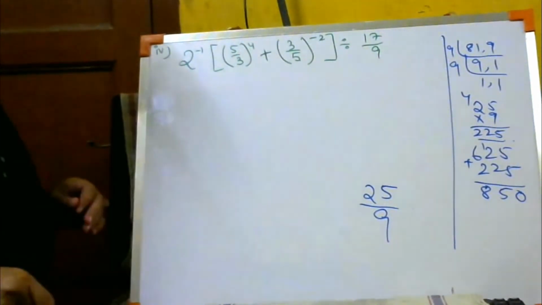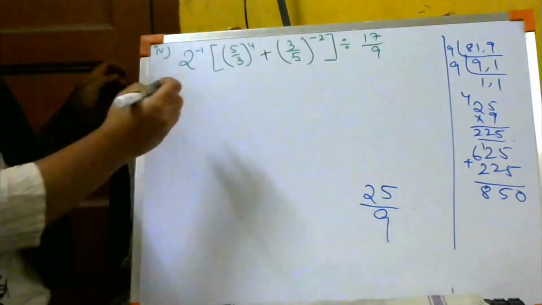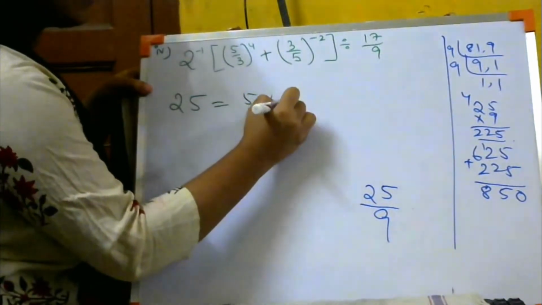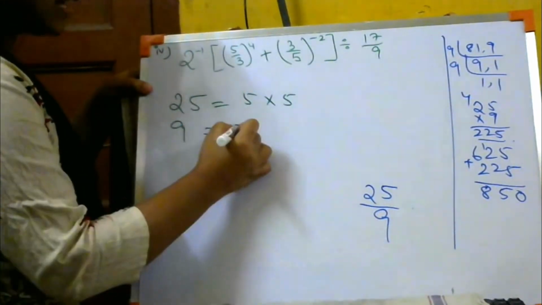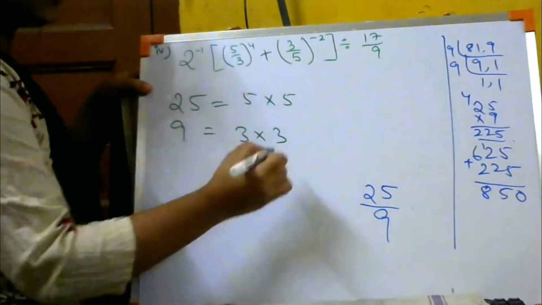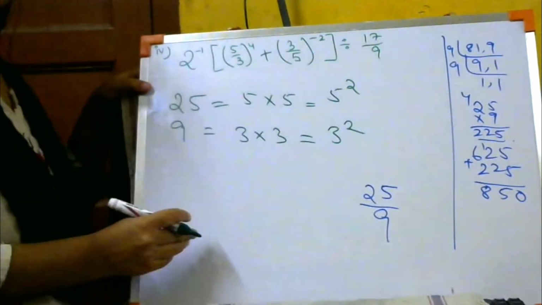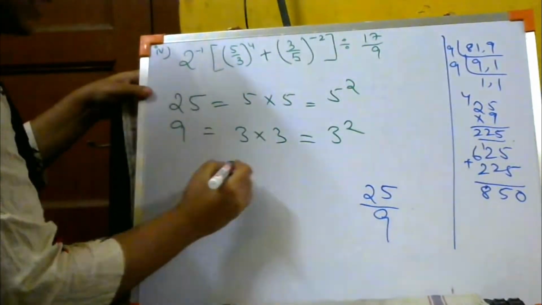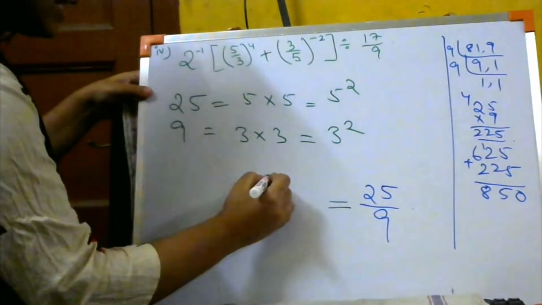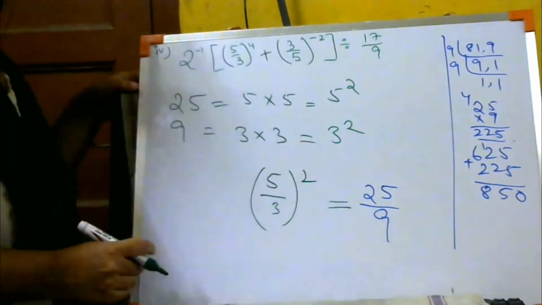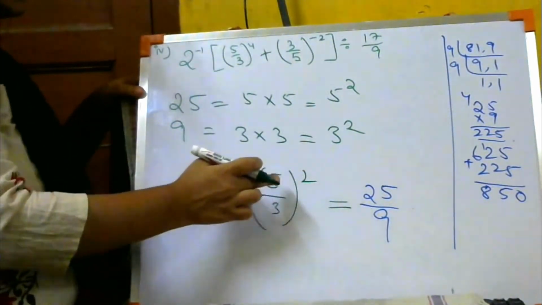Anyone? Did it come to anyone's mind? So 25 can be 5 into 5, and 9 can be written as 3 into 3. Right? So can't I write 5 square and this is 3 square? So can't I write it like this? So 25 and 9 I can write like 5 by 3 whole square. Right? 5 square, 3 square.